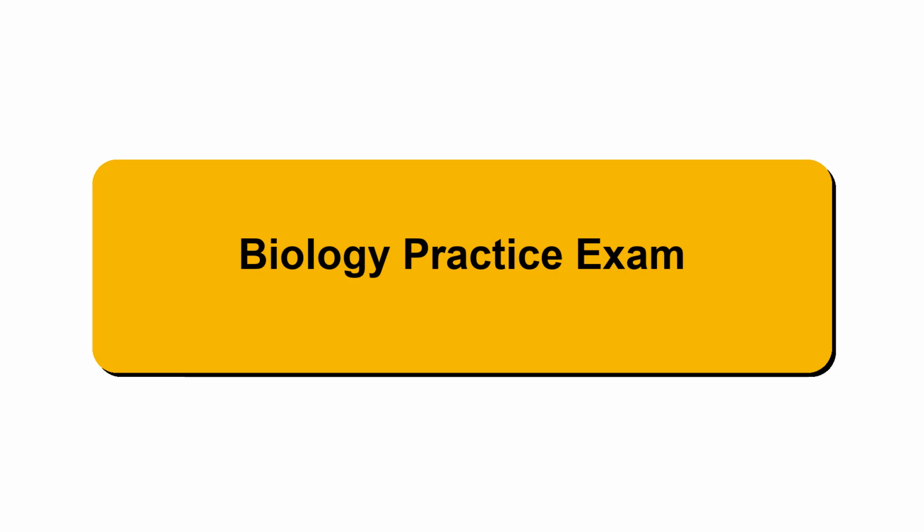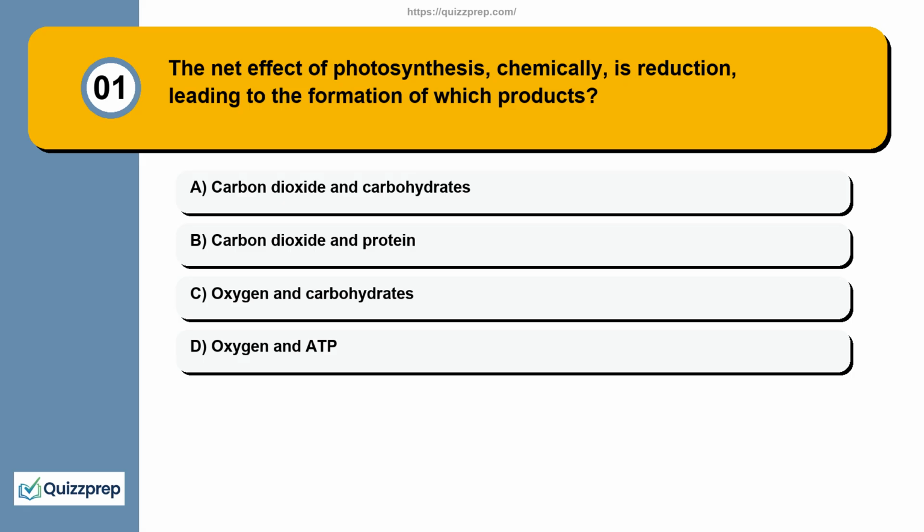Biology Practice Exam. Question 1. The net effect of photosynthesis, chemically, is reduction, leading to the formation of which products? Carbon dioxide and carbohydrates. Carbon dioxide and protein. Oxygen and carbohydrates. Oxygen and ADP.